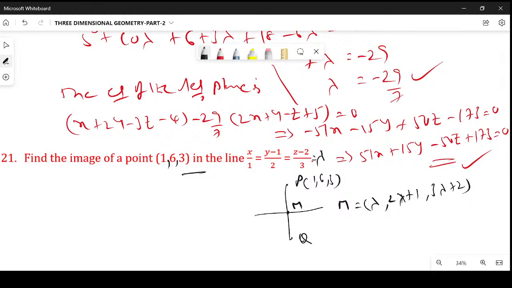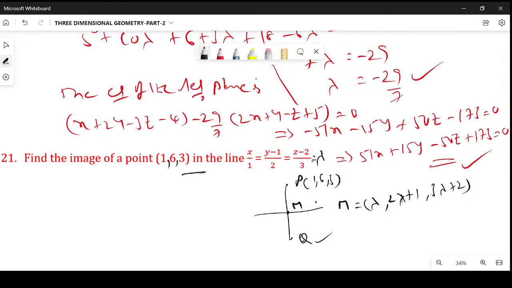This point lies on the line. You find the coordinates of PM, the drs of PM. PM is perpendicular to the line, so use the dot product. You find the lambda value, then you get M. Then M is the midpoint of PQ, so find the point Q. I hope you understood. You can do this.